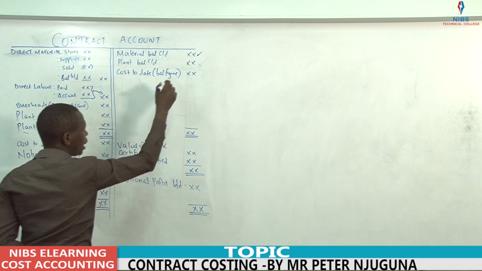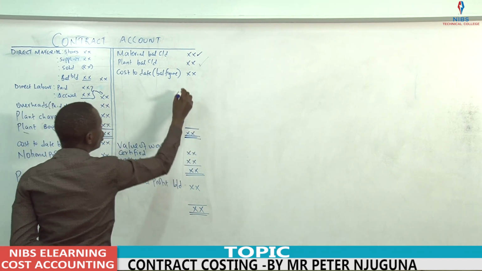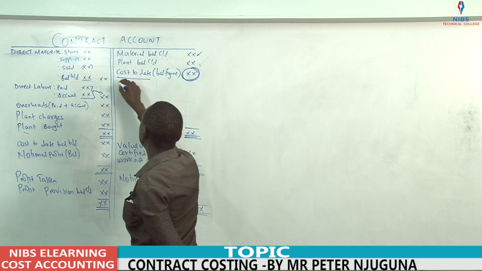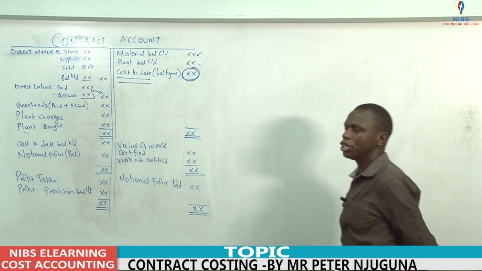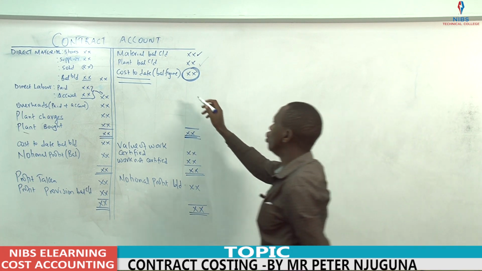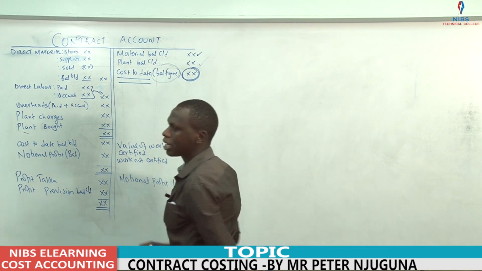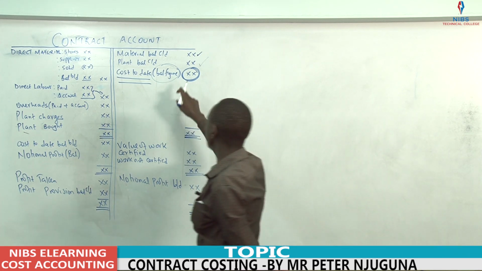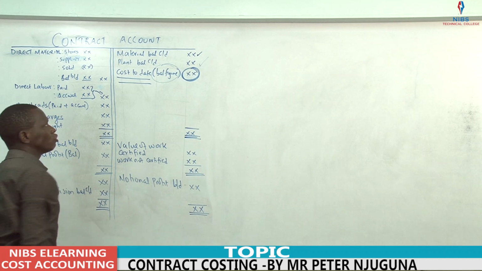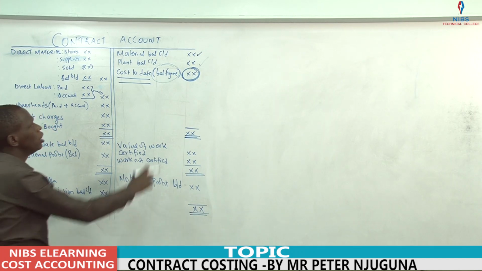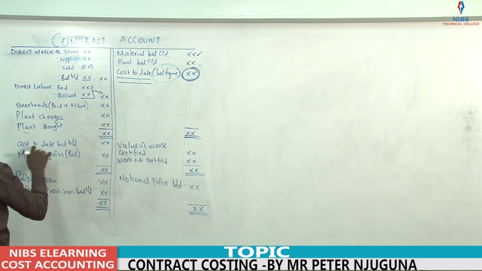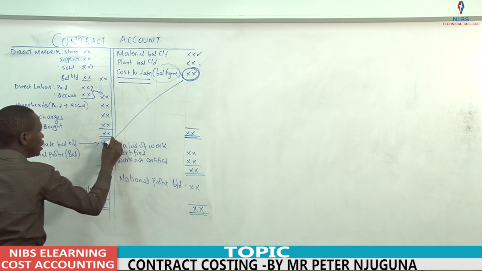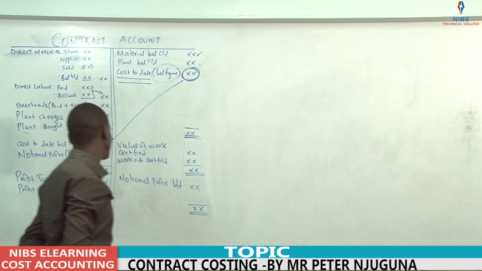You add this and this. The balancing figure, whatever you will get, is what we call cost to date. You get cost to date. That's why I told you, you determine it as a balancing figure. Next, once you determine the cost to date, you bring it down on the opposite side. This cost to date here, this figure, actually it is this one here. You bring it here on the opposite side.